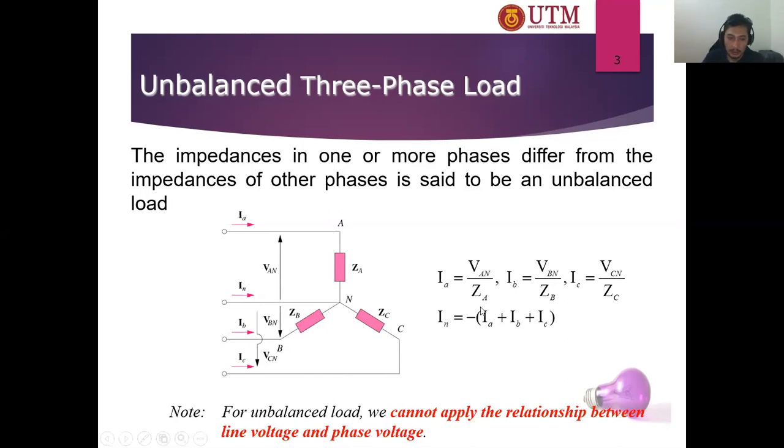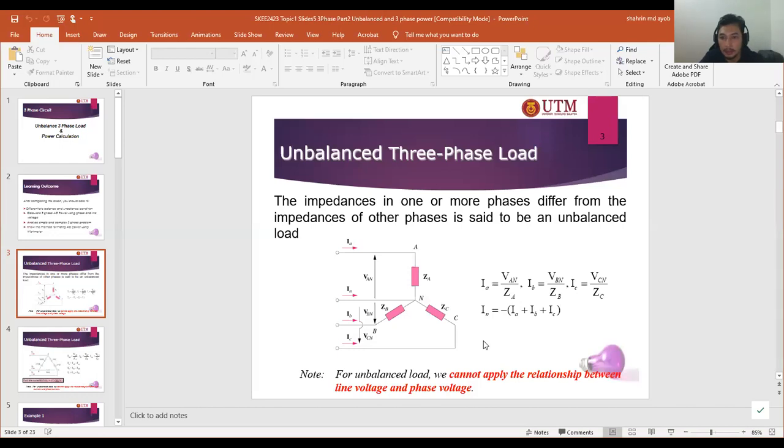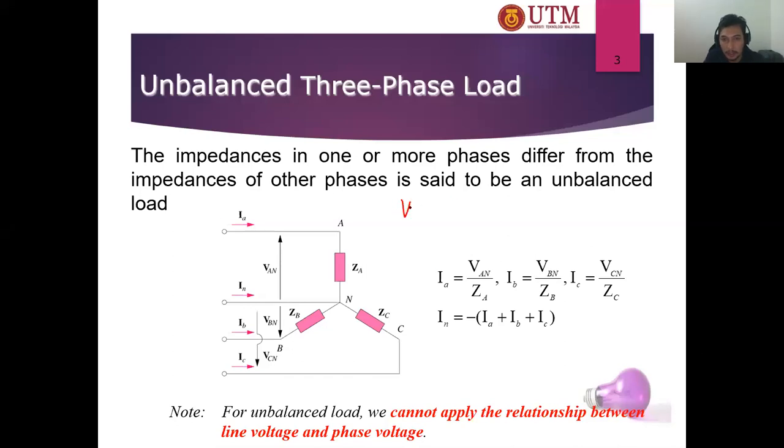So to get the line voltage, for example, we already know VAN. This is the V phase: VAN, VBN, and VCN, while for the V line, it is VAB, VBC, and VCA. So to calculate VAB, for example, you need to calculate manually from VAN minus VBN to get VAB, and then also VBC. VBC is VBN minus VCN, and the last one, VCA, you can calculate by using VCN minus VAN.